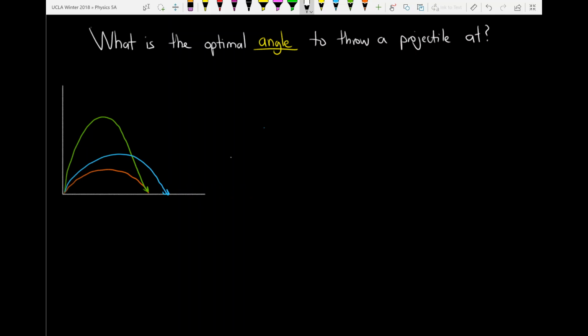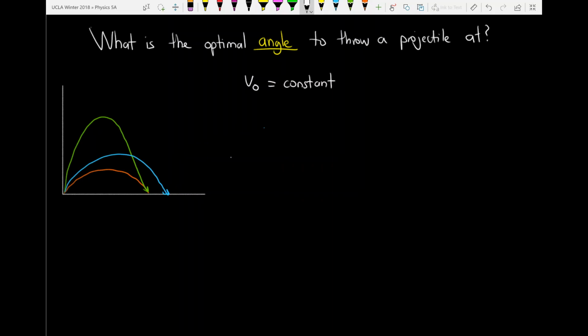And of course, for a problem like this, we're going to have to assume a few things. We're going to have to assume that the initial velocity is constant. So in the case of you throwing a tennis ball, let's say, we're going to assume that you can throw with the exact same strength, no matter how high or how low or how horizontally you throw it. No matter what angle you throw it at, we're assuming that you can throw it at the same exact speed.